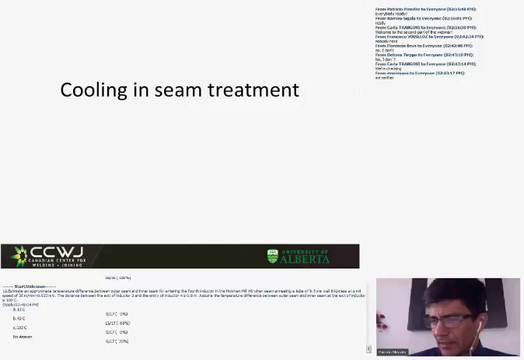About cooling in seam treatment, we have a few minutes left and we might not be able to cover it completely. If you have any questions that you'd like to address in these last 10 minutes, you can send them to me or to everybody through the chat, and I'll try to address them directly and live now. And if not, you can always use the system that we have for collaborations on the website.